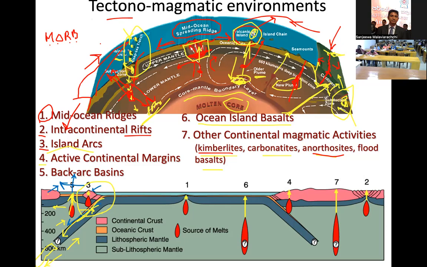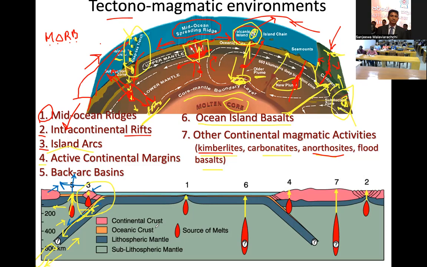So anyway, these tectonomagmatic environments are very important. Throughout the globe, you can find at least 1 or 2 of these settings, igneous settings, as products from mantle, or as a contribution from the crust and sediments as well, right? But majority is coming from the mantle.